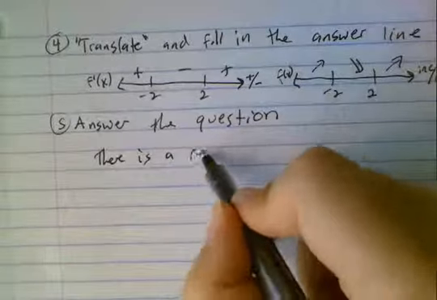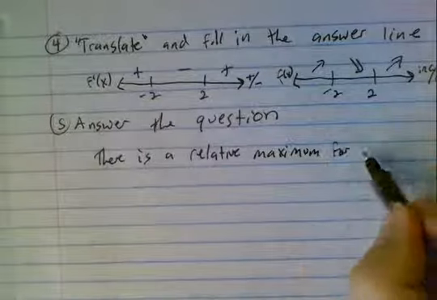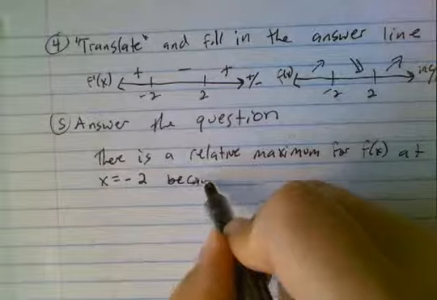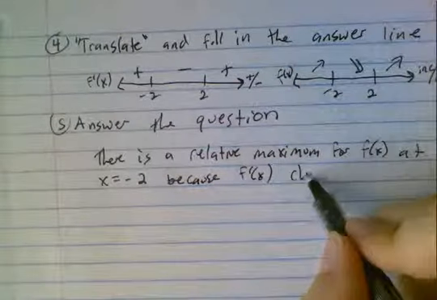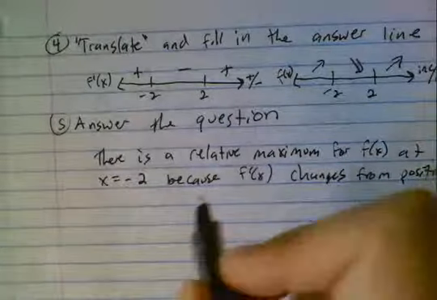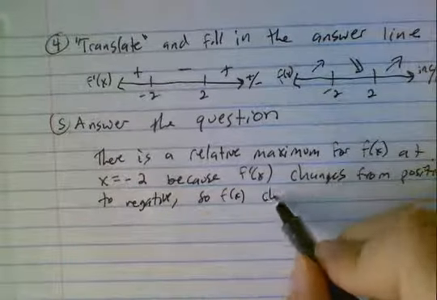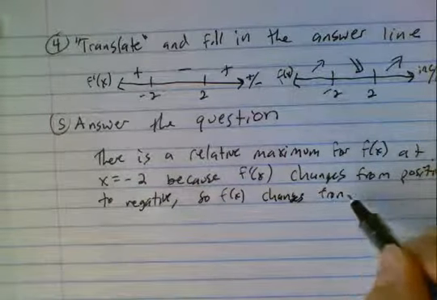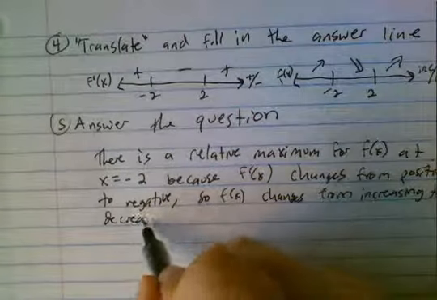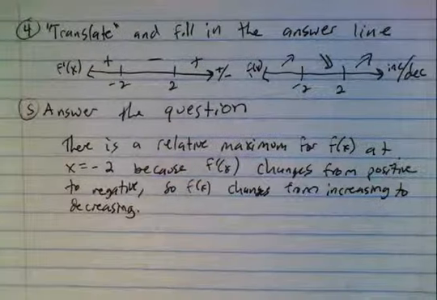There is a relative maximum for f of x at x equals -2 because f prime of x changes from positive to negative, so f of x changes from increasing to decreasing. And there we go. Let's do some practice problems.